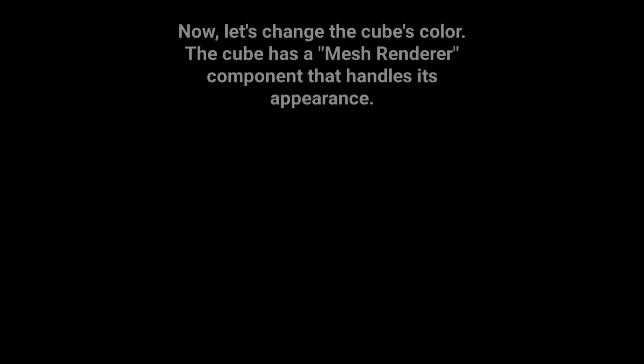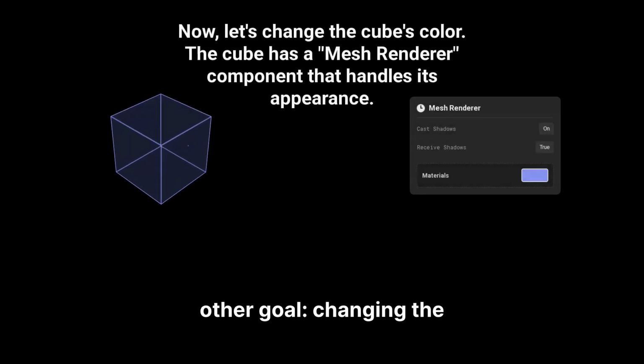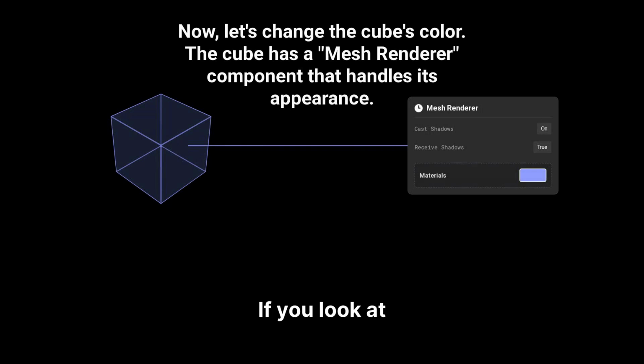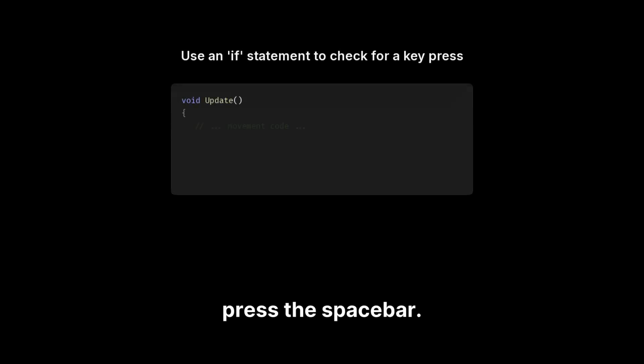We've got movement down. Now let's tackle that other goal, changing the cube's color. If you look at your cube in the inspector, you'll notice it has a mesh renderer component. That's the thing that actually draws the cube on your screen and gives it color. Just like we grabbed the transform component, we can grab the renderer from our script. Our goal: turn the cube blue when we press the spacebar.